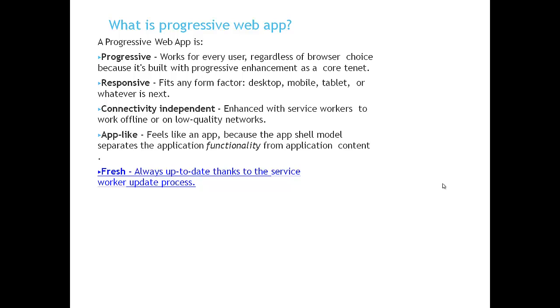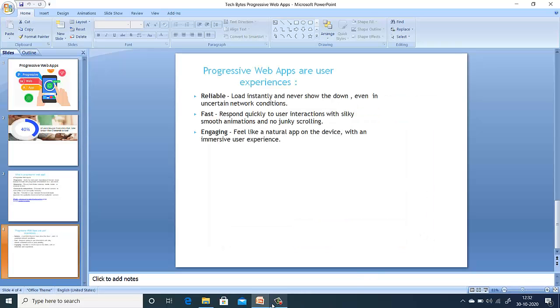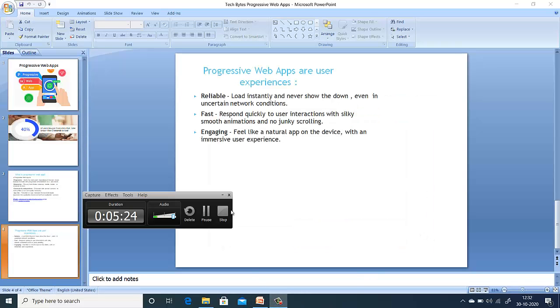So a progressive web app, in summary, is progressive, working for every user regardless of browser choice. It is built with progressive enhancement as a core, responsive, and connectivity independent. It feels like an app. They provide a reliable, fast, and engaging user experience. So research further, and maybe you need to really understand this topic. It's a very key topic for the future.